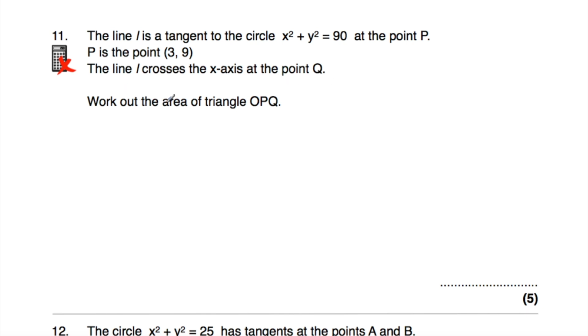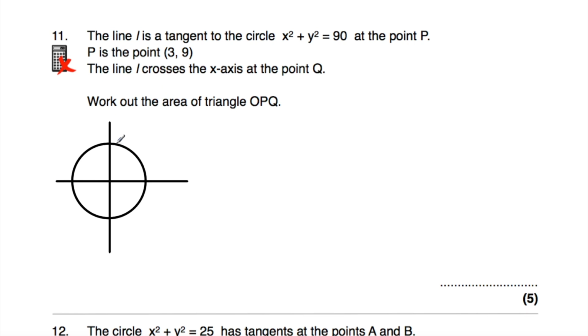And we've been asked to work out the area of triangle OPQ. Okay, so with a question like this, I'm definitely going to draw a sketch. I just find it helps me visualize it. So let's start off by drawing the x-axis, and then the y-axis, and then a circle. So that's our circle, x squared plus y squared equals 90, and we've got our x and y axis.